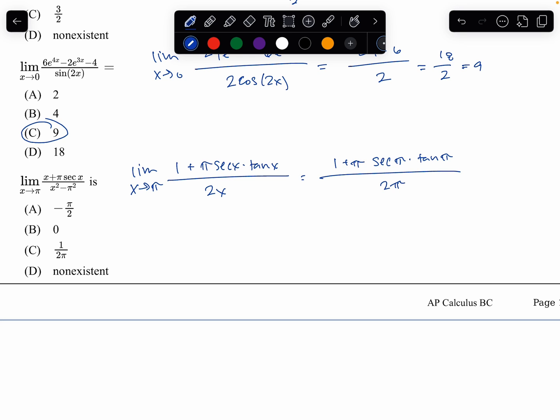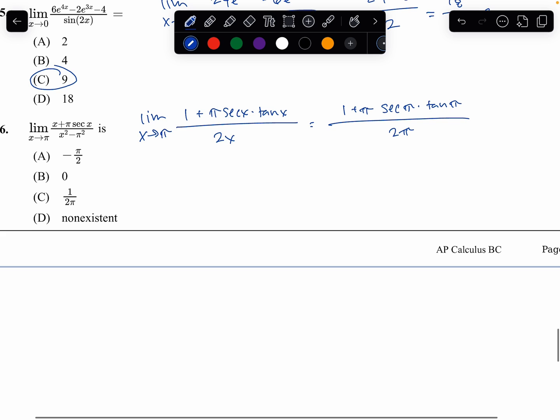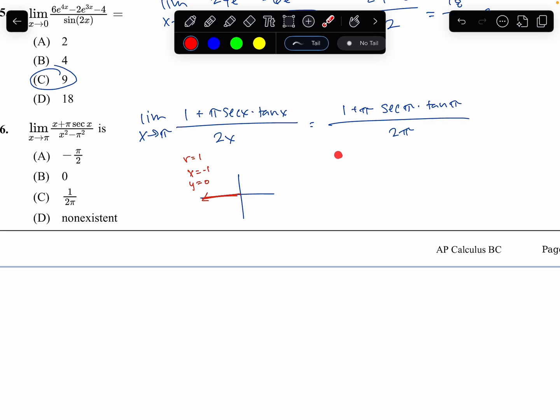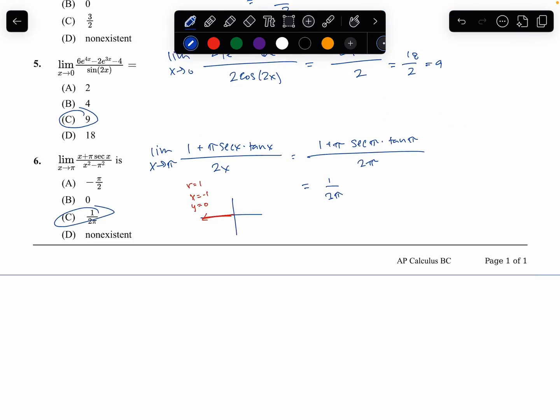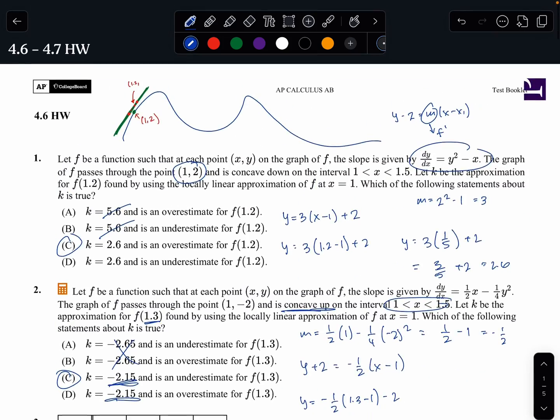Tangent of pi. Let's think about this. Pi is over here. So x has got to be equal to -1. Y has got to be equal to 0. The hypotenuse would be equal to 1. Tangent is always opposite, 0 over -1. So it's 0. Tangent of pi is 0, which means all of this is 0, which means this is equal to 1 over 2 pi. So C. Okay, and that is everything for 4.6 and 4.7.